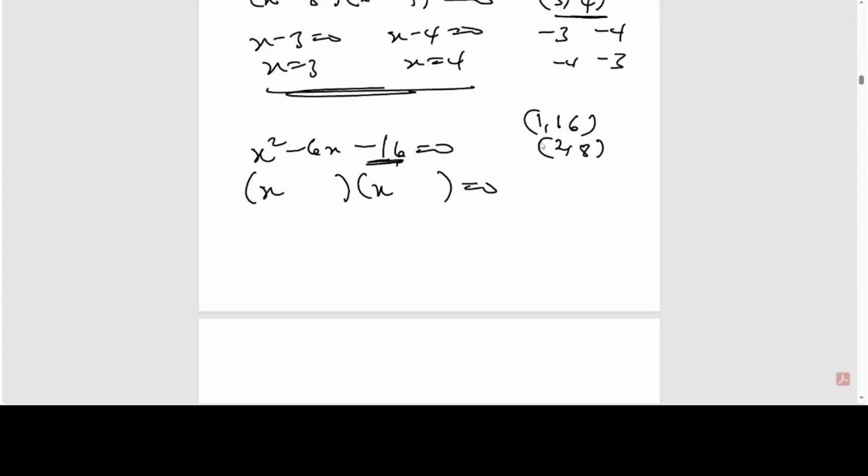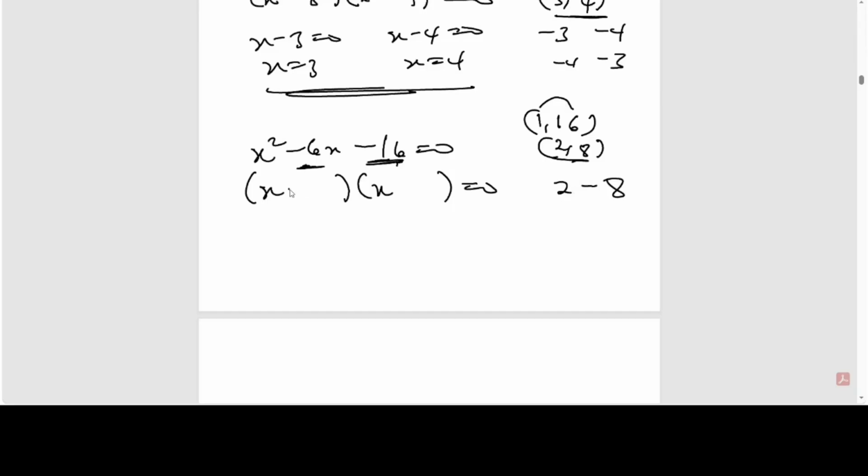Now which pair can we combine to get negative 6? Over here, don't forget about negative. So 1 and 16 will not work, it's not possible to get 6. But 2 and 8 will work. How do we get negative 6? It has to be 2 minus 8, right? 8 minus 2 is positive 6. I want to get negative 6, so it's going to be 2 minus 8.